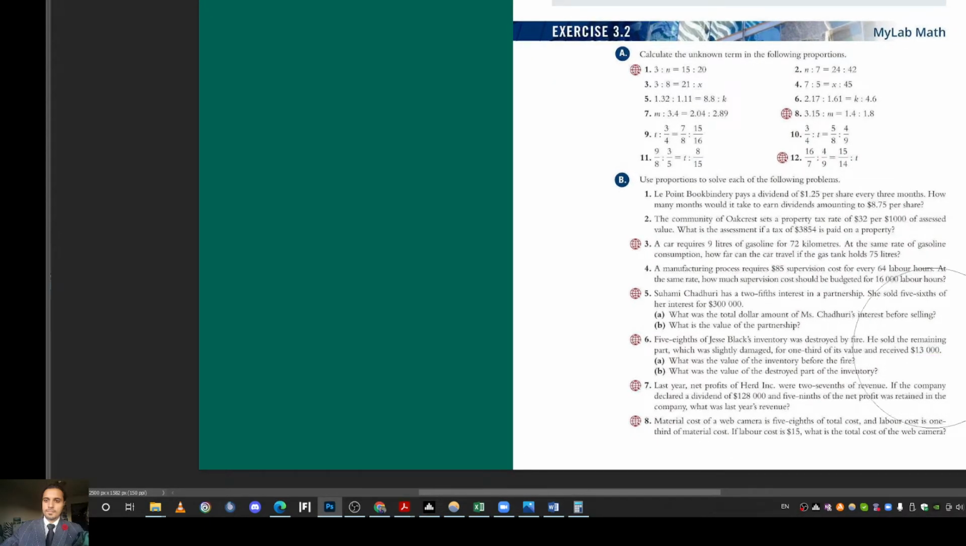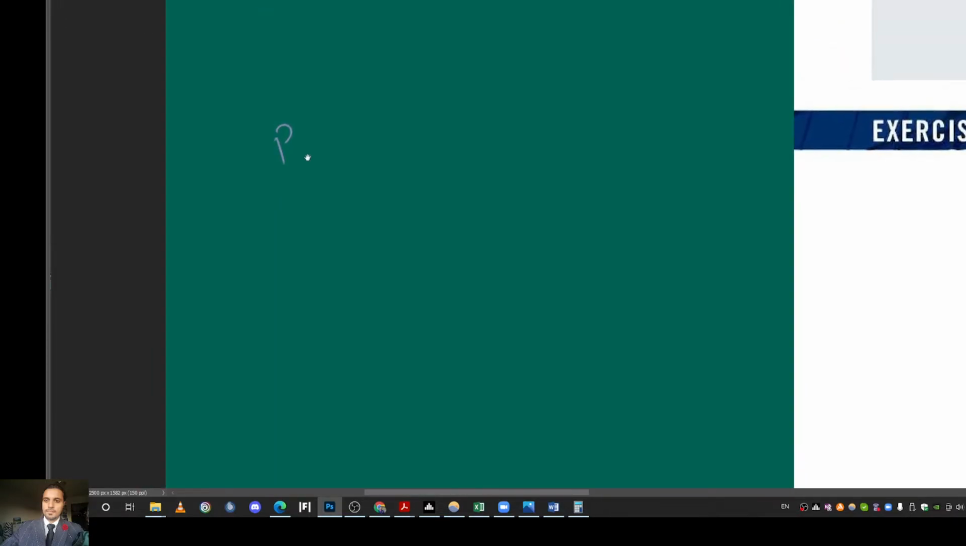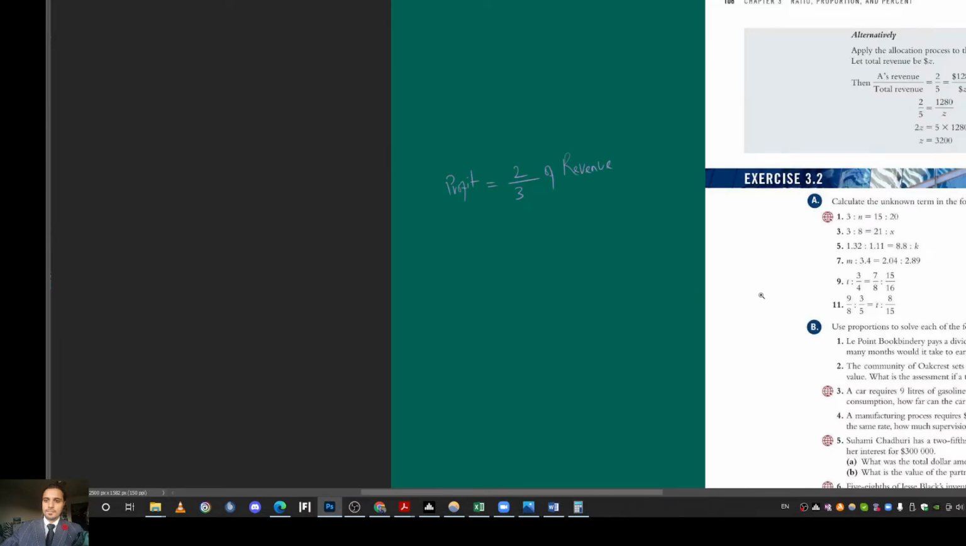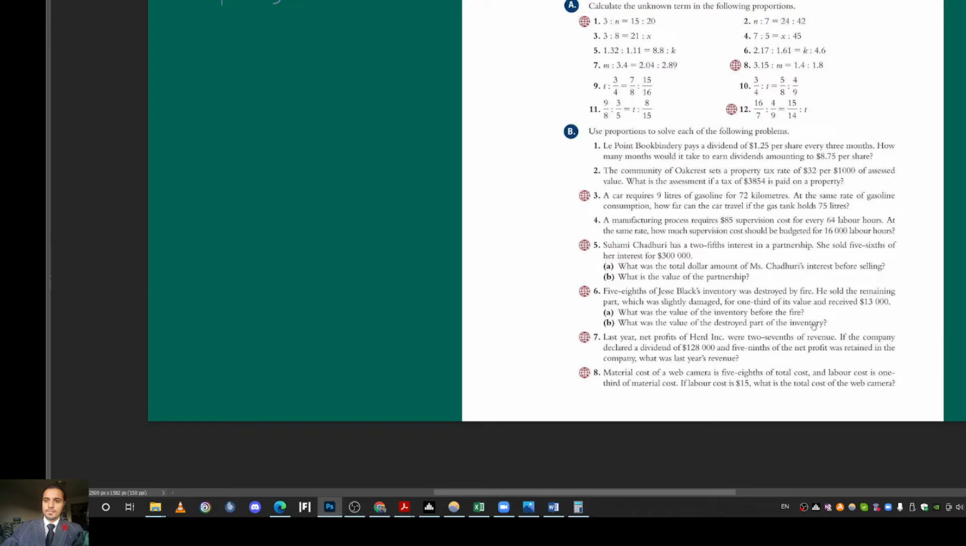So last year, net profits of Herd Inc. were 2/7 of revenue. So the profit was 2/3 of revenue. That's the information that we're given. So profit equals 2/3 of revenue. Then we're told if the company declared a dividend of 128,000 and 5/9 of the net profit was retained in the company, what was the last year's revenue?